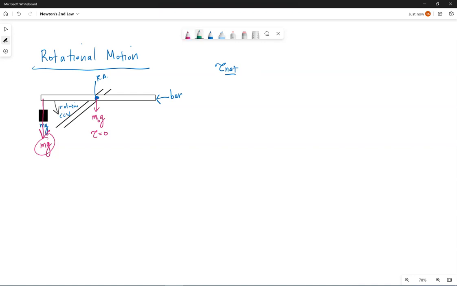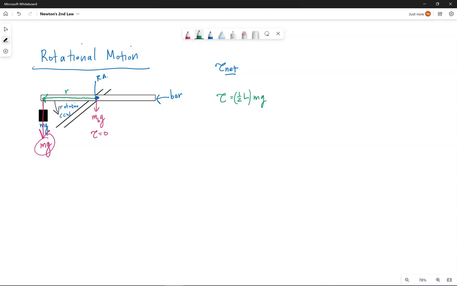We can say the torque, if we draw in the lever arm, it points to the left. We would say the torque is half the length of that entire bar times mg, where m is the hanging mass. So at this moment in time, the torque will be 1/2 L mg. That torque causes the bar to rotate.